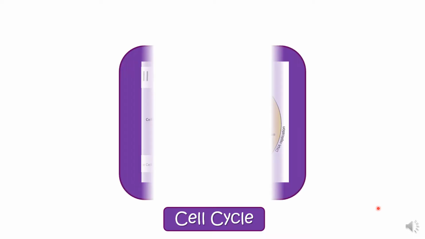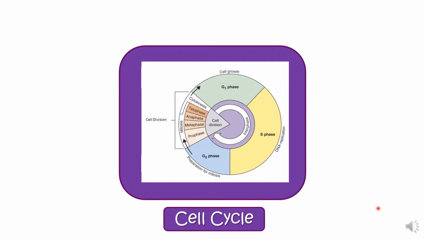We're going to start today with the cell cycle. This here is a diagram of the cell cycle. It's worth noting that this here is the beginning of the cell cycle. So this, the beginning of G phase 1, or G1 phase, is the beginning of the cell cycle.